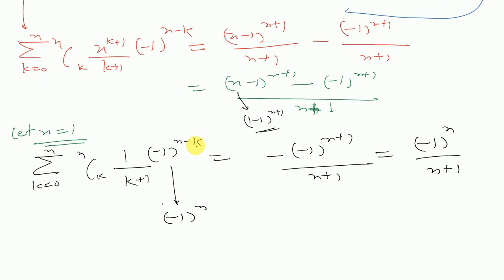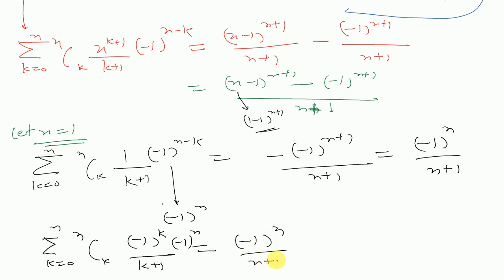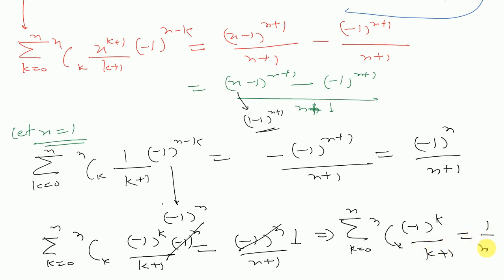And here I will write the summation from 0 to n of nCk times minus 1 raised to the power k, upon k plus 1, equal to, let me write to make you understand, minus 1 raised to the power n upon n plus 1. You see here you can cancel out these two, since both are the same quantity. So finally you will have the summation k equal to 0 to n of nCk times minus 1 raised to the power k upon k plus 1 equal to 1 upon n plus 1. So this is the final answer of this question. The evaluation of this is 1 upon n plus 1.